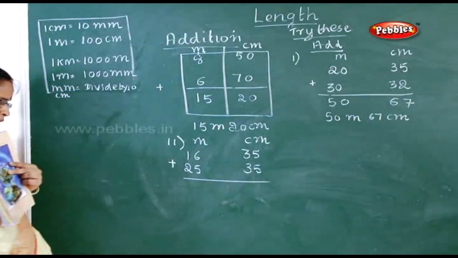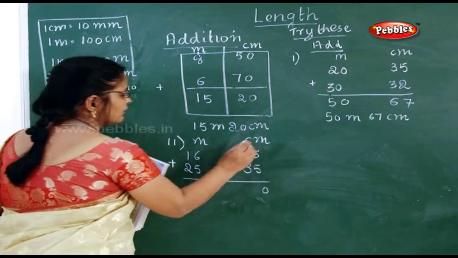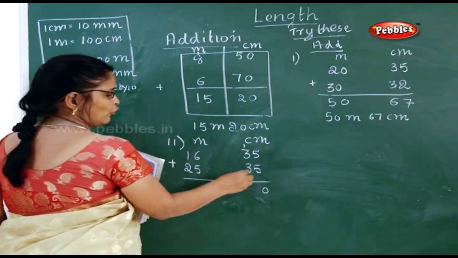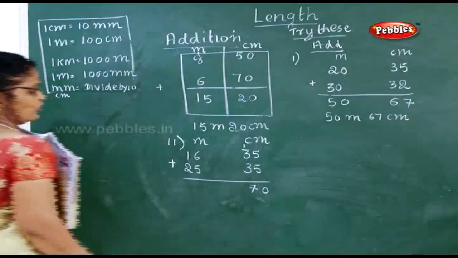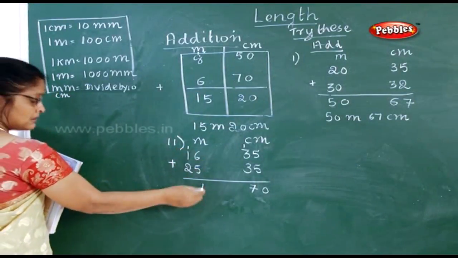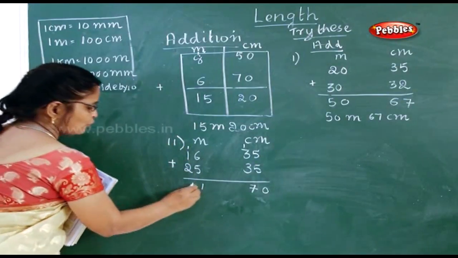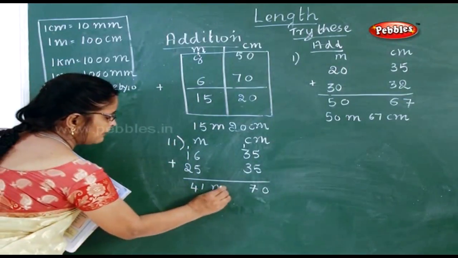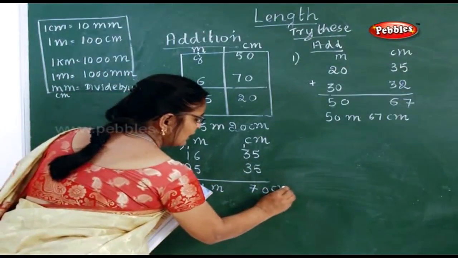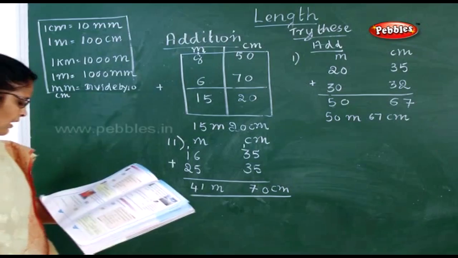Now can anyone tell me how will you add it? 5 plus 5 is 10, put 0 and carry 1. 3 plus 1 is 4, 4 plus 3 is 7. Now here 6 plus 5 is 11. Just put 1 here, 1 plus 1 is 2, 2 plus 2 is 4. So what will you write? 41 meter and 70 centimeter. So this is how you have to do it. Are you clear now?